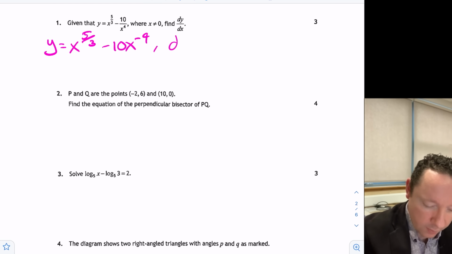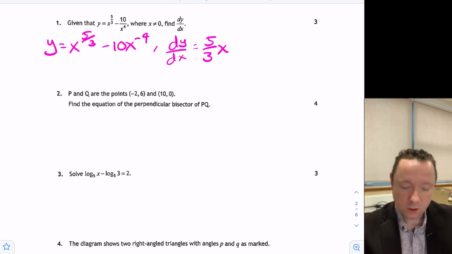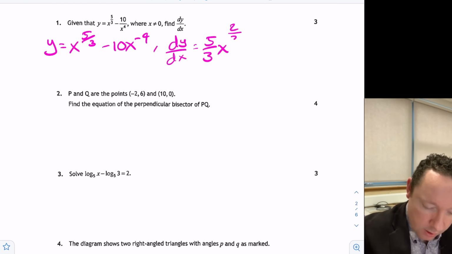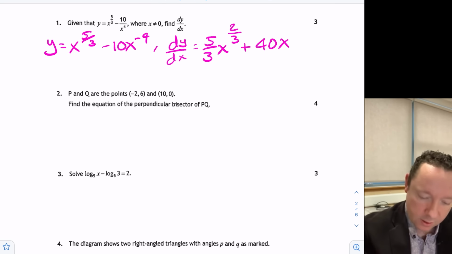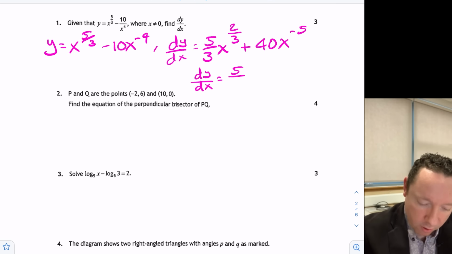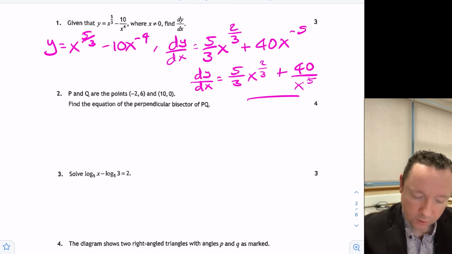And then I can do dy by dx. Take the power to the front, take away 1, so that is 2 thirds. And then take the power to the front, but minus times a minus is a plus, so plus 40 x to the minus 5. You probably don't need to go any further, but just for the sake of completeness, that would give you 5 thirds x to the 2 thirds plus 40 over x to the 5, and we're done there.